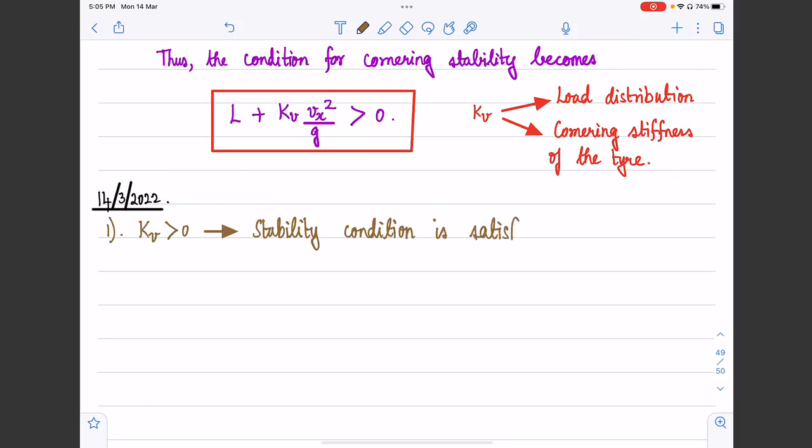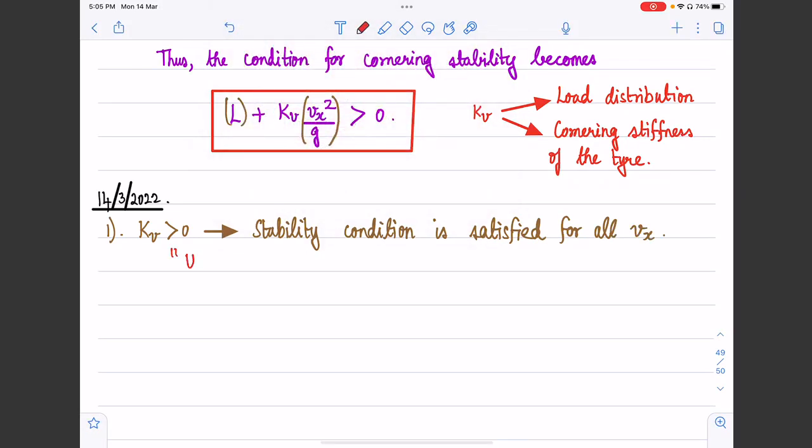I'm sure all of us agree to that point, right? So when KB is positive, L is anyway positive, and Vx squared by g is also positive. So in this expression, everything depends on the sign of KB. If KB is positive, KB times Vx squared by g is certainly positive. L is positive, so we are adding two positive numbers. The sum is certainly going to be positive. So essentially, we are going to ensure stability for all speeds.